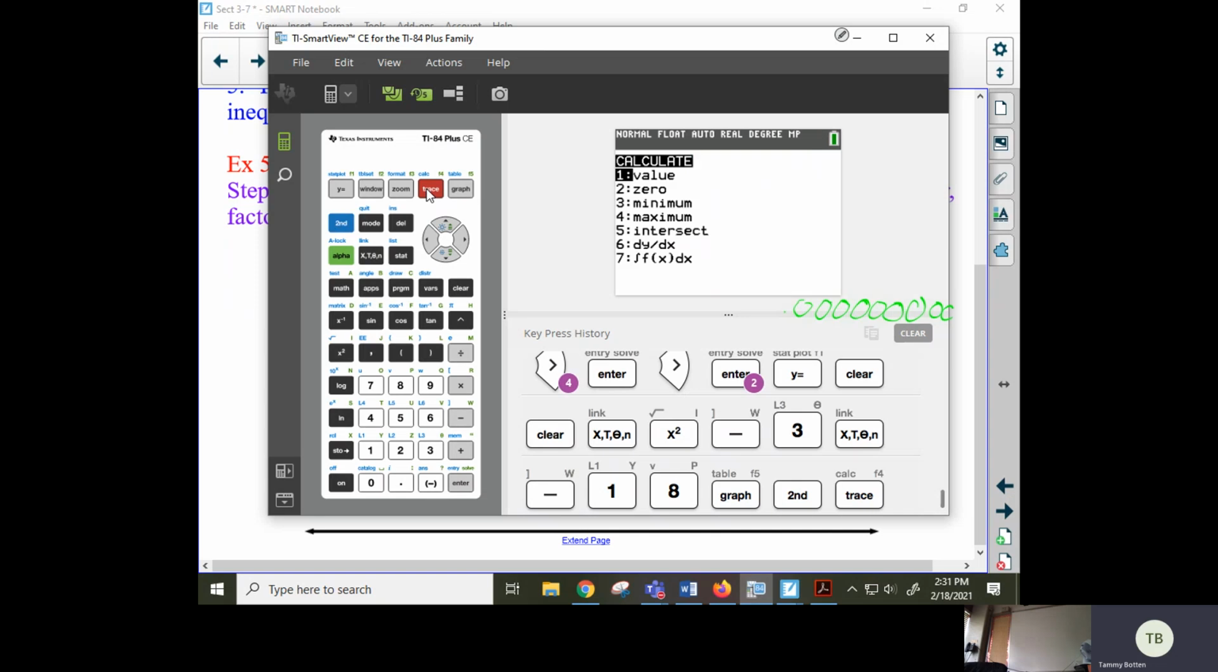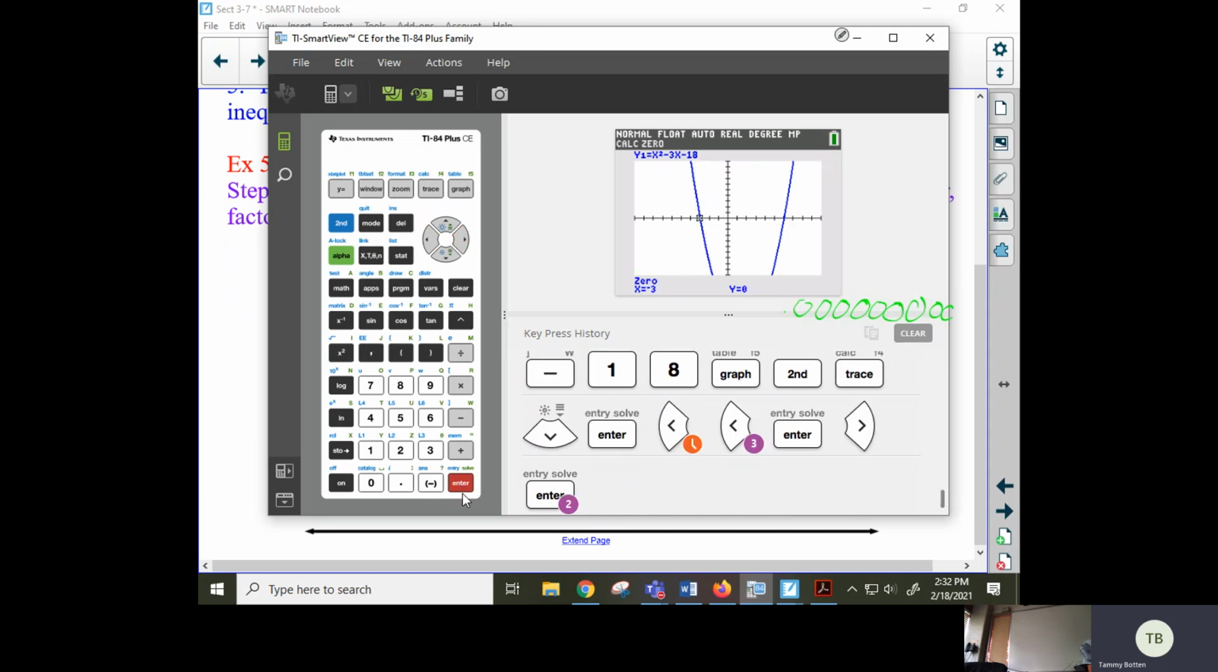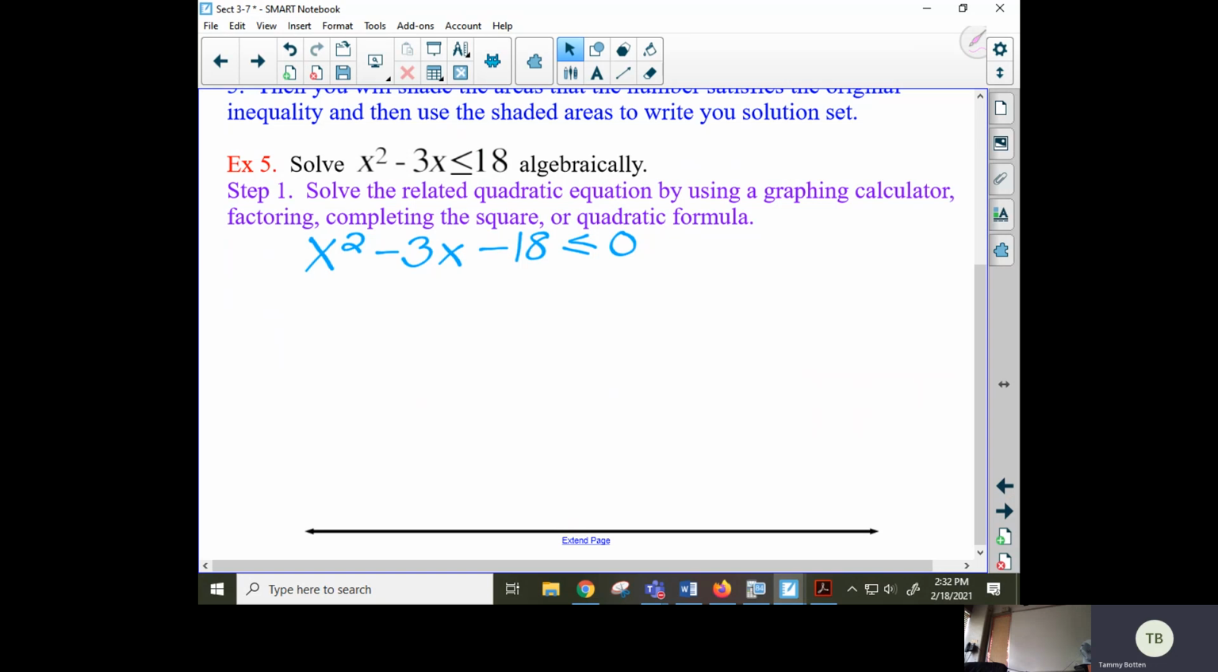So we're gonna go second trace down to zero. We're gonna move our cursor so it is to the left of that first zero. Move this so it's to the right, hit enter, and my first x-intercept is at -3, okay? So my x-intercepts, the first one is at -3.